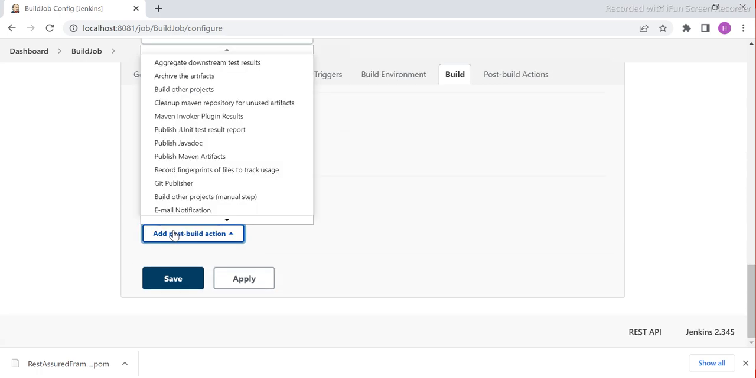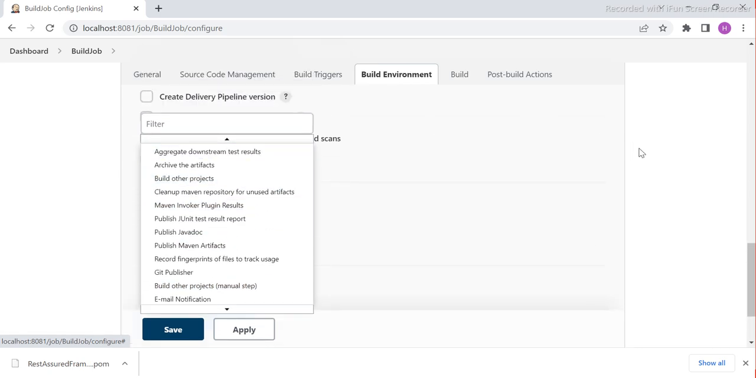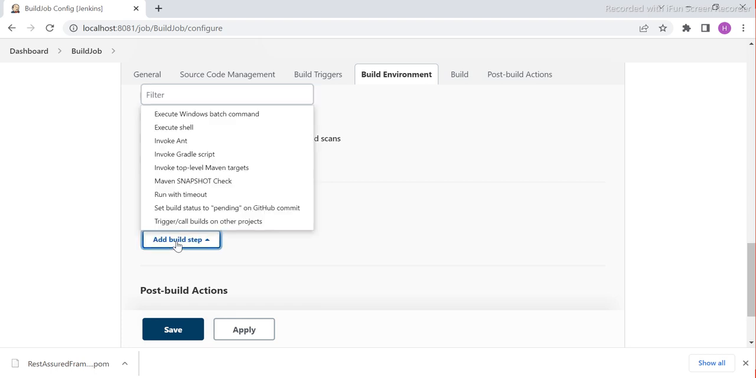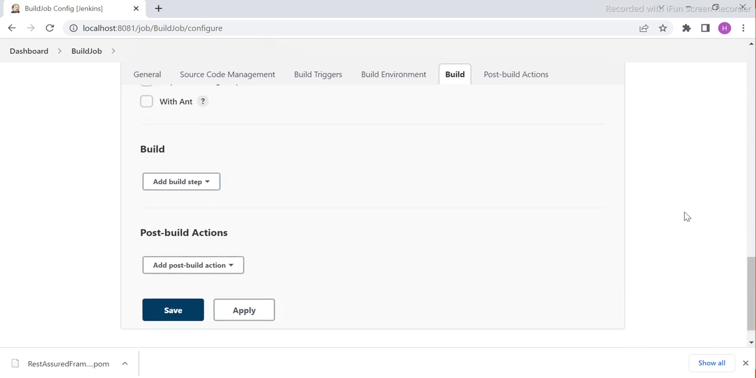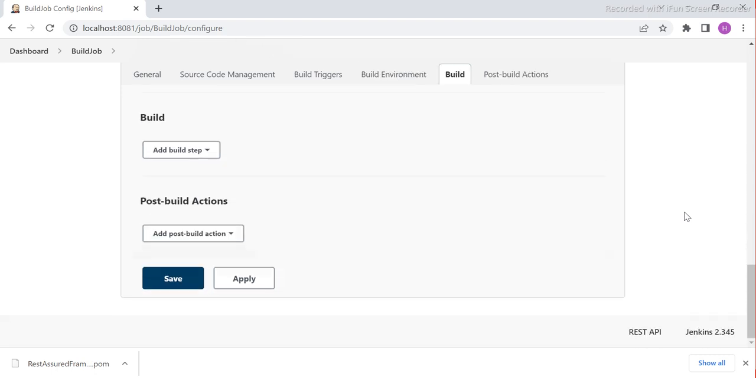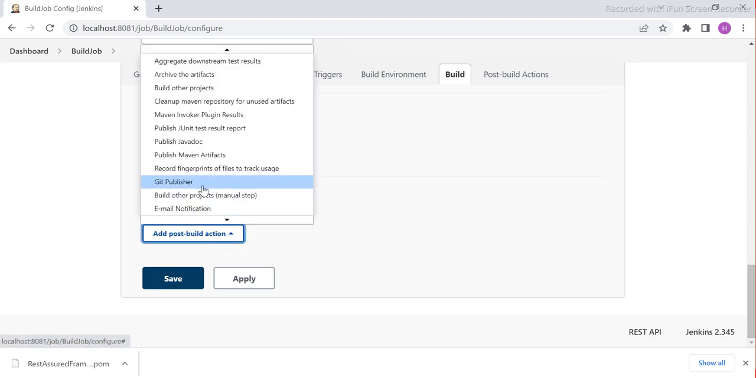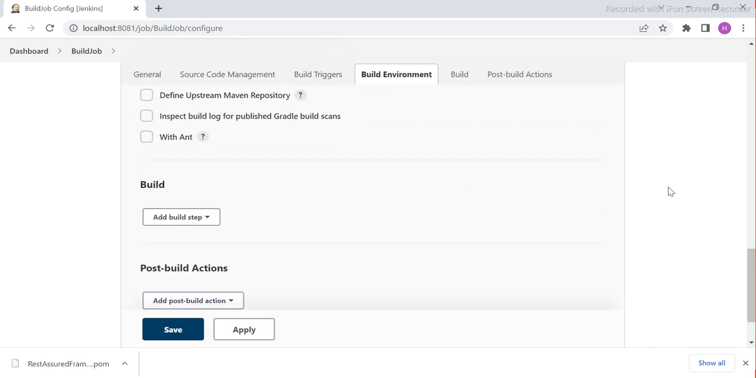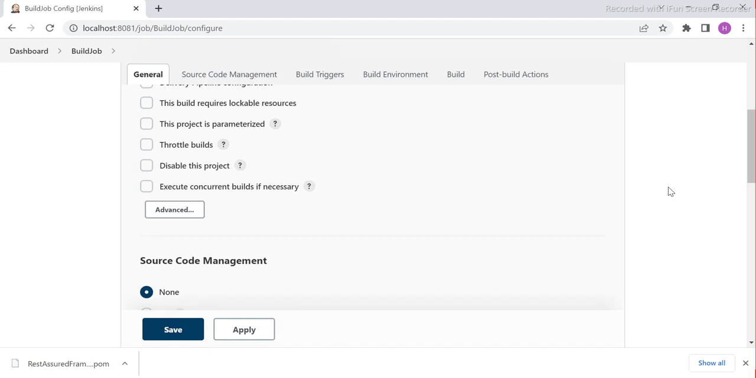Let's say after post, post build. If I want to, one second. Okay, not here. Let's see here. Build step, not here as well. One second. Post step, git publisher, record. There are a lot of other options, guys. Post condition that you can do here, right? So that we can see later.